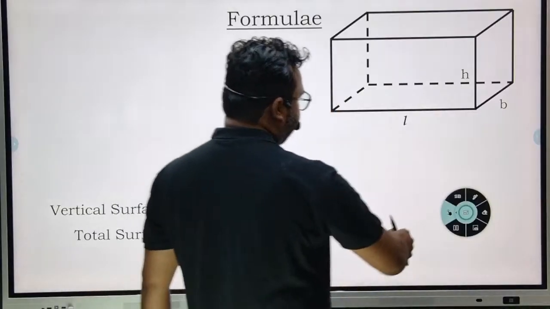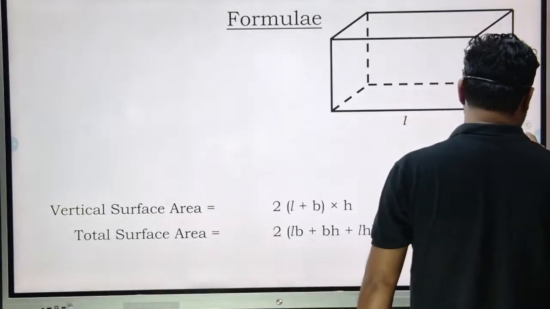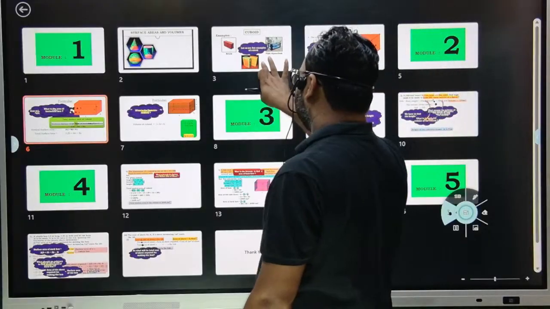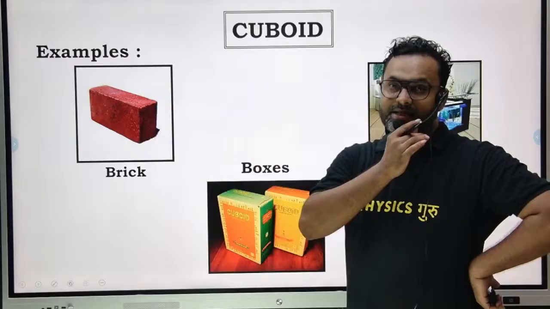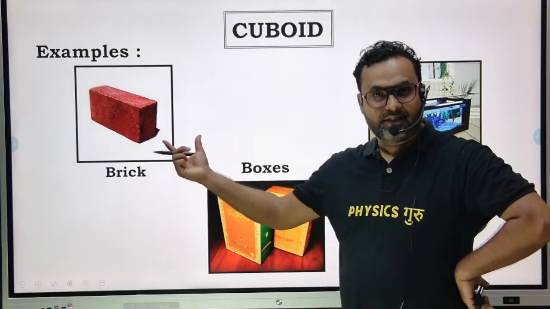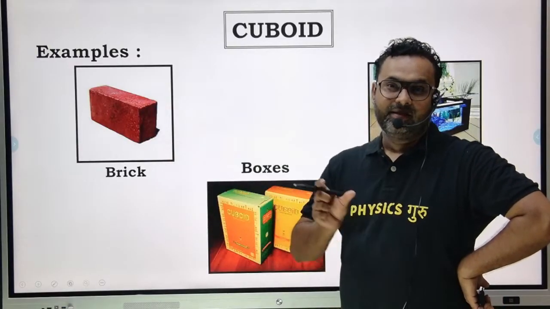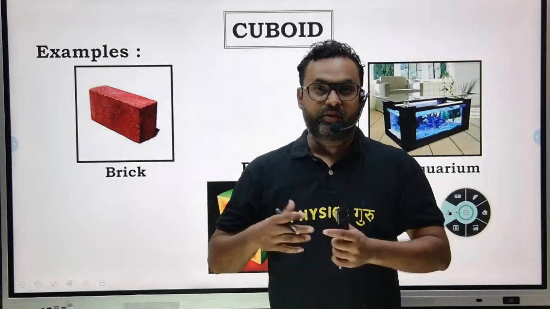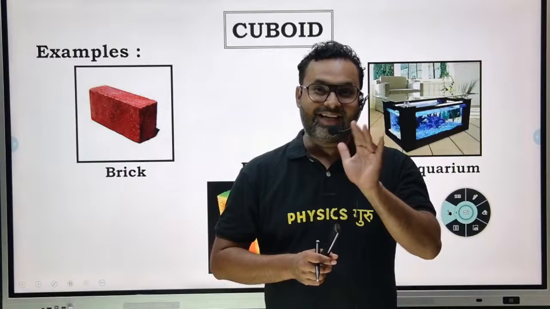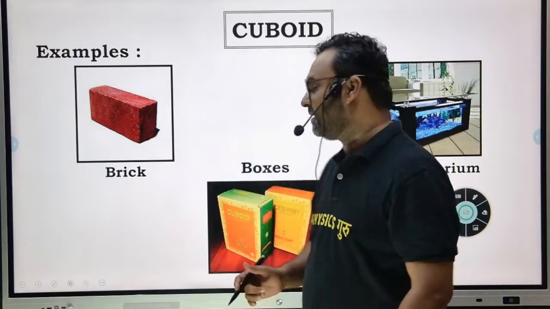Now see, when we talk about cuboid, basically, this is a cuboid, a structure that has length, breadth as well as thickness. So it is a 3D figure basically. When we talk about cuboid, it is a 3D figure. It has length, breadth as well as thickness.